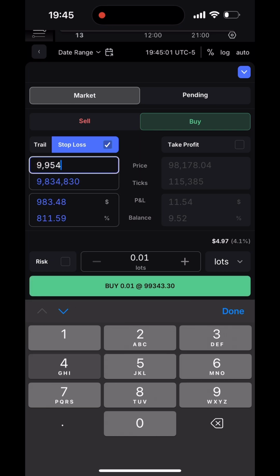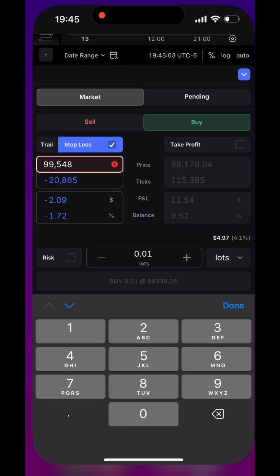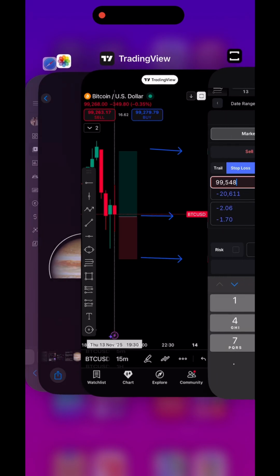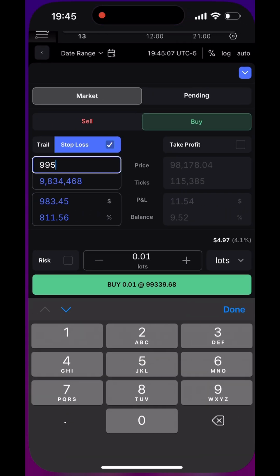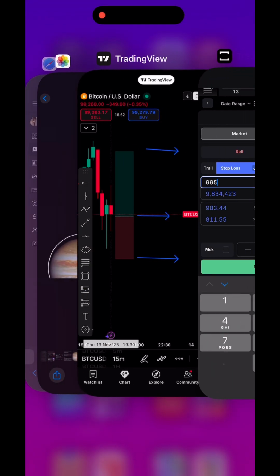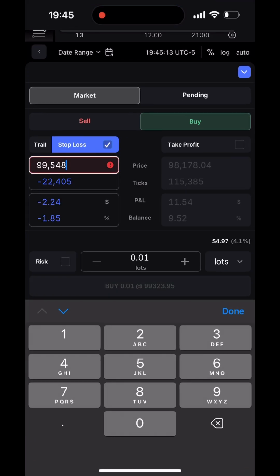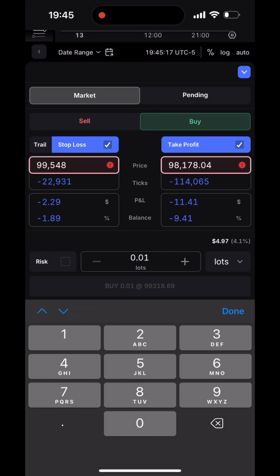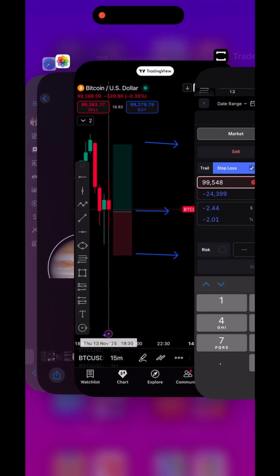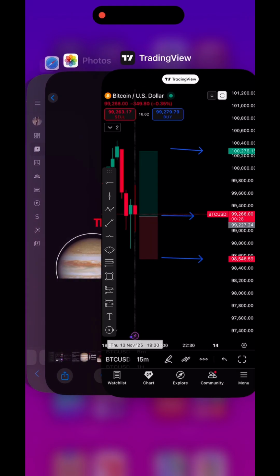And as you can see, I was having trouble with putting in the right numbers because I was confusing the two. But that's just one of the great things about Trade Locker, is that it will quite literally help you. It won't even let you put the trade in if the numbers that you're putting in don't make sense. So definitely make sure that you're putting in the correct numbers.